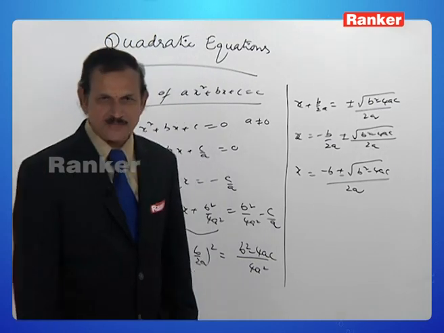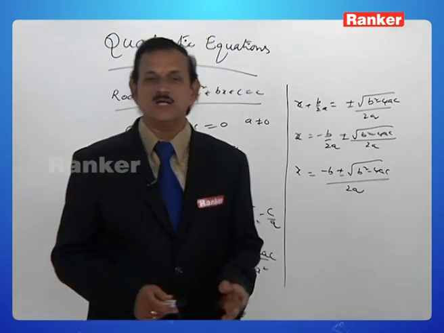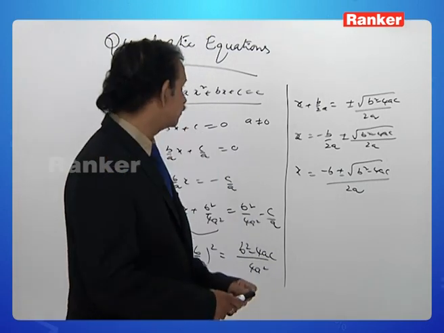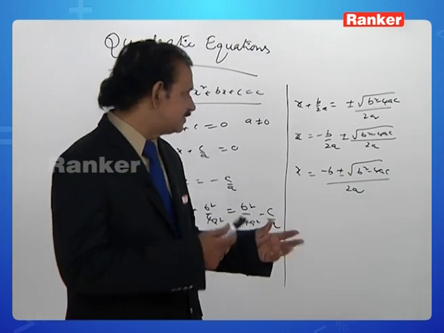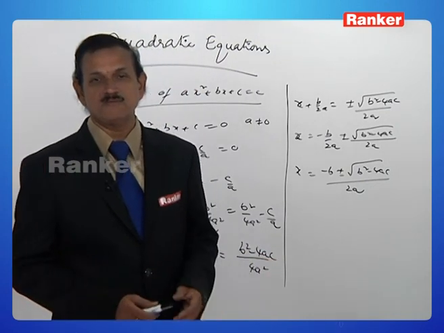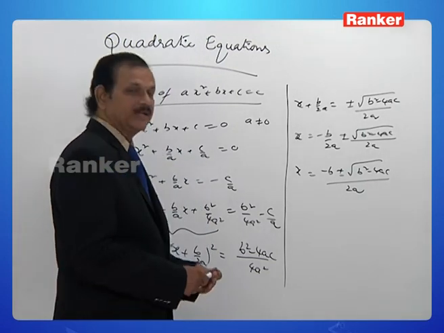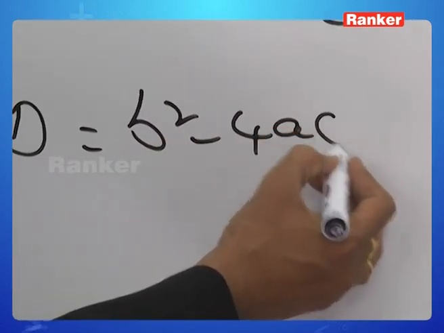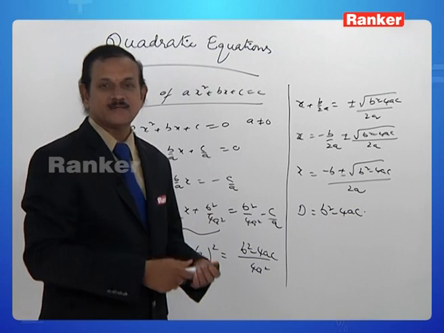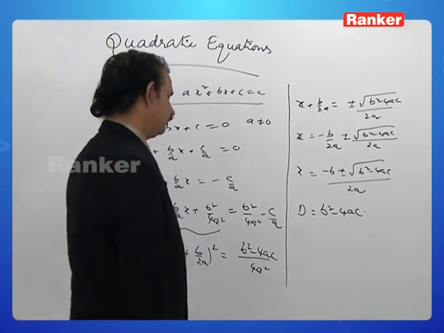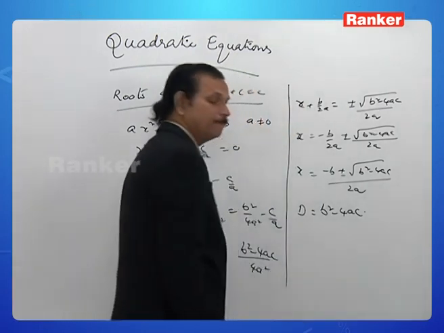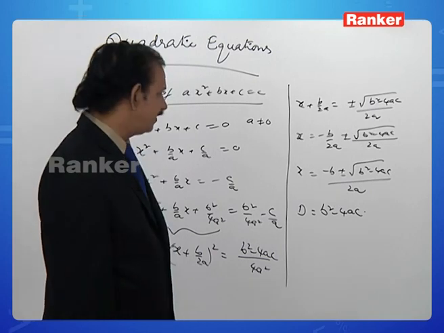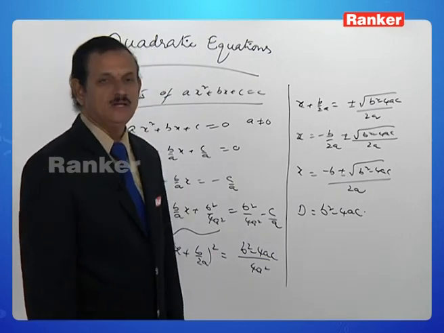That is why that particular number b square minus 4ac is called the discriminant of the equation, or the discriminant of the quadratic expression ax square plus bx plus c, because that is the deciding factor to know the nature of the roots. It is generally denoted by capital D, that is, capital D is equal to b square minus 4ac. Well, let us now study various cases of this D, in what way it affects the nature of the roots. Let us see.